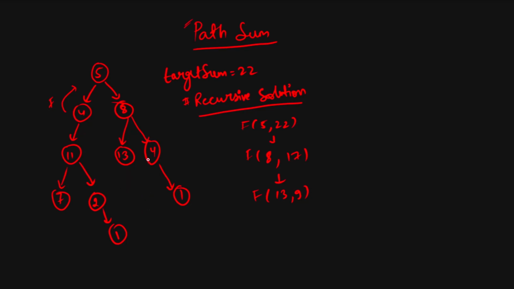So right now let's do this. I have 13 and 9. From 13, I can say 13 minus 9, minus 13, is minus 4. That means it is not possible, so we will return false from here. Now it will call its right. Its right will be 4, and 17 minus 8 will be 9. So now at 4, it will call its left, but it is null, so it will return false.